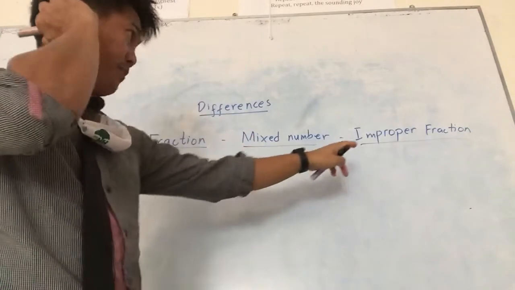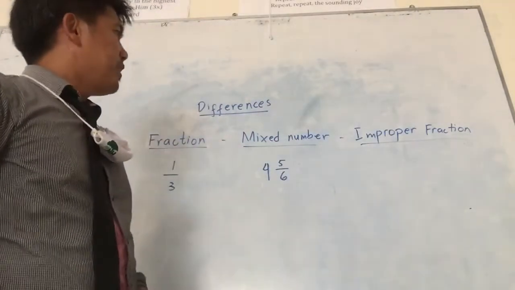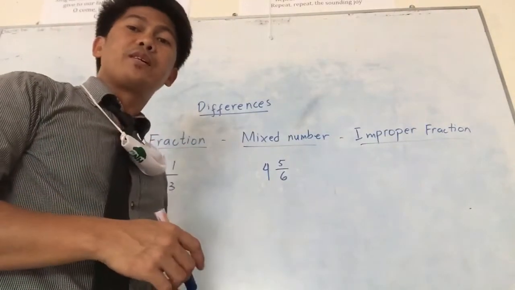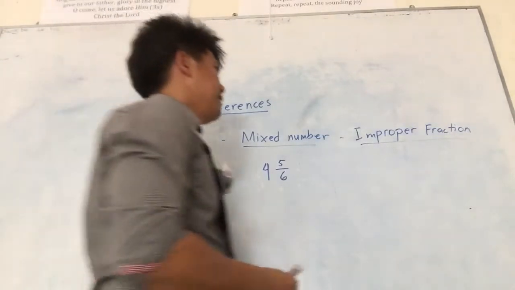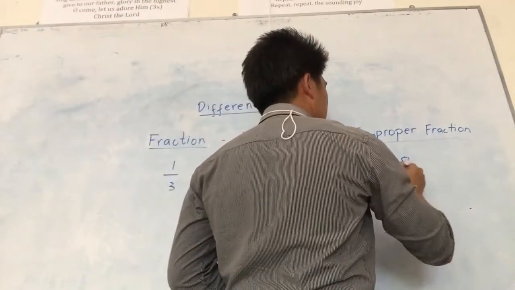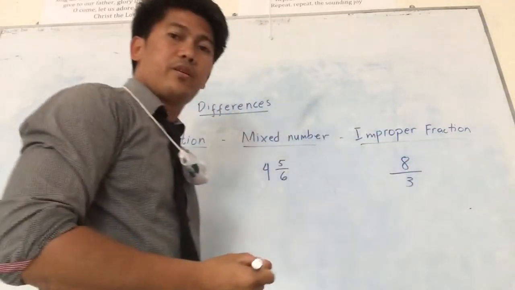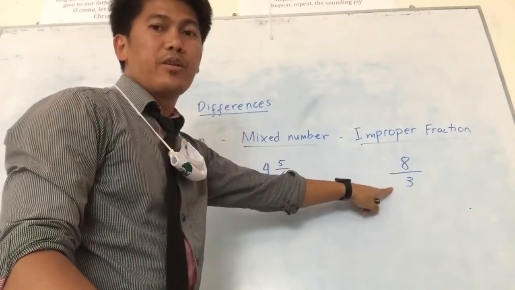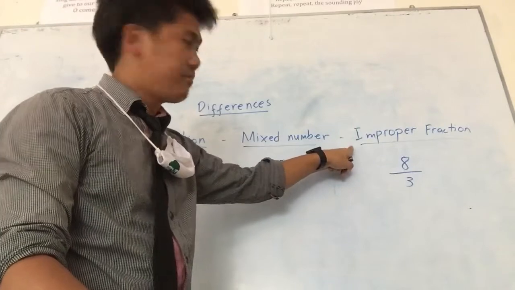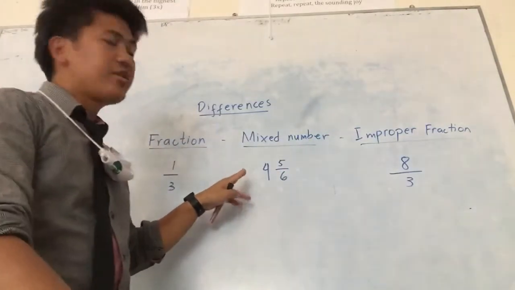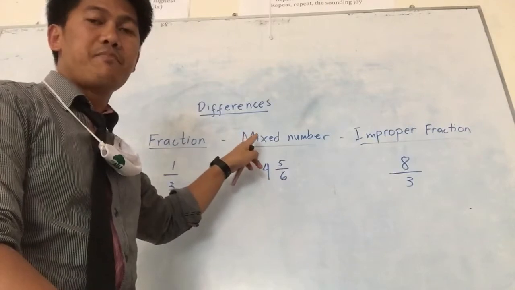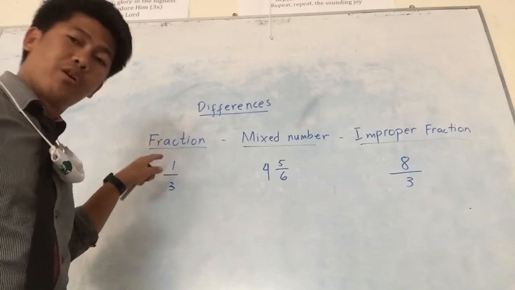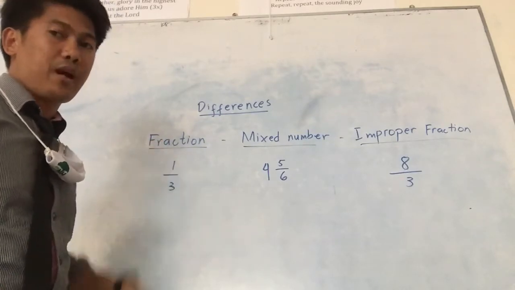An improper fraction is just like a fraction, but the numerator is greater than the denominator, like 8/3. So when a numerator is larger than the denominator, that is an improper fraction. When there's a whole number and a fraction, that's called a mixed number. When there's just a smaller numerator and bigger denominator, then that's called a fraction.